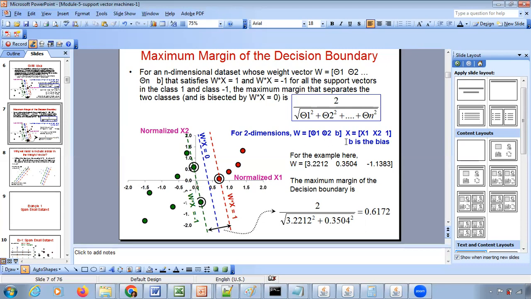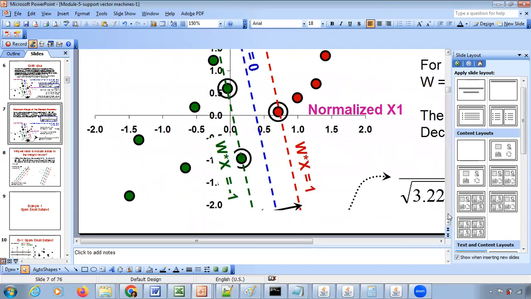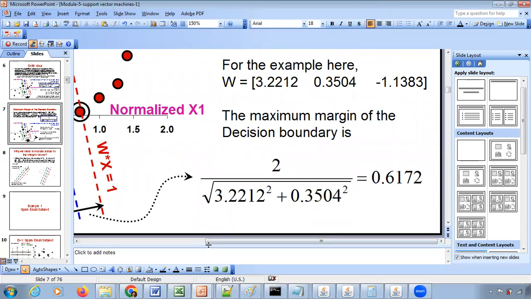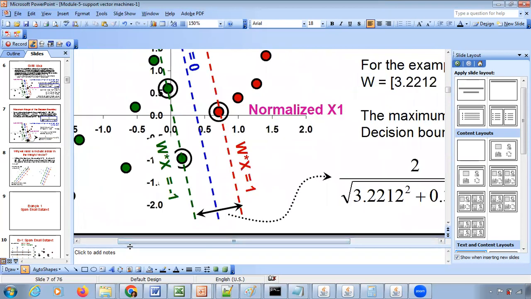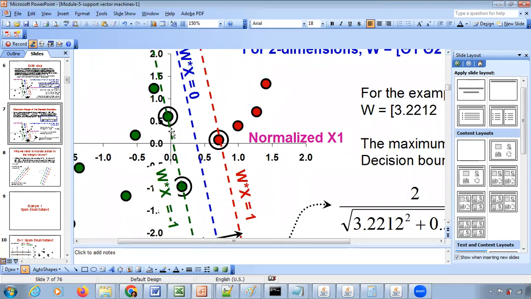So for example, for this normalized data set we have here, this is the weight vector that we come up with. Then using theta 1, theta 2, we can find the maximum margin decision boundary. The math will give you 0.6172. If you visualize this more closely, you can interpret that value on the normalized scale. The blue line is Wx equal to 0, then you have Wx equals 1, the red line, and Wx equals -1, the green line.